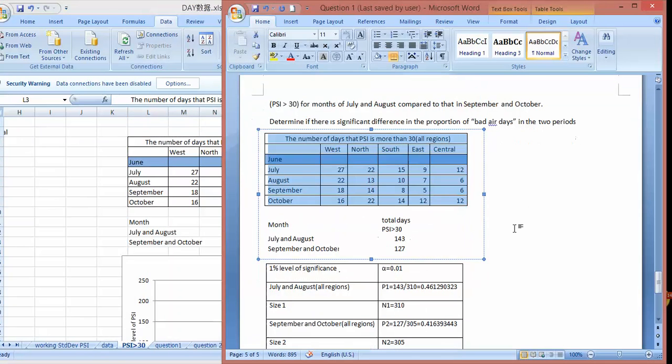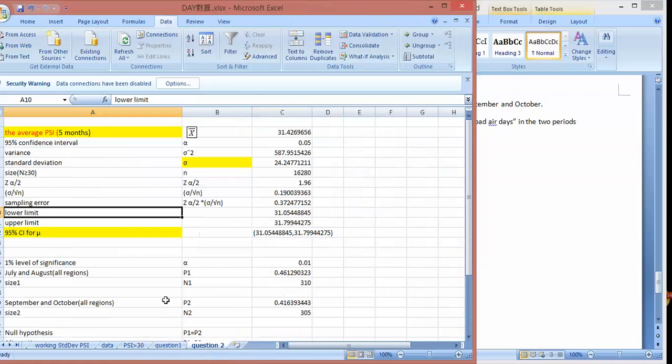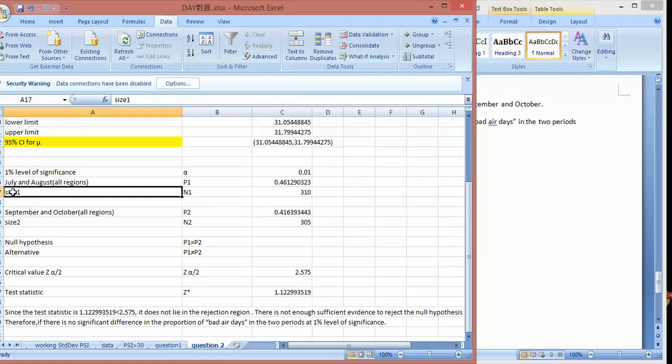So we know that for the 5 regions, in July and August, the total number of days PXI is more than 30 is 143. Similarly, for September and October it is 127. How can I get the size? Because we know July and August have 62 days in total, but we have 5 regions, so size 1 equals 310. Similarly, for September and October, the total days is 61, and with 5 regions, size 2 equals 305.